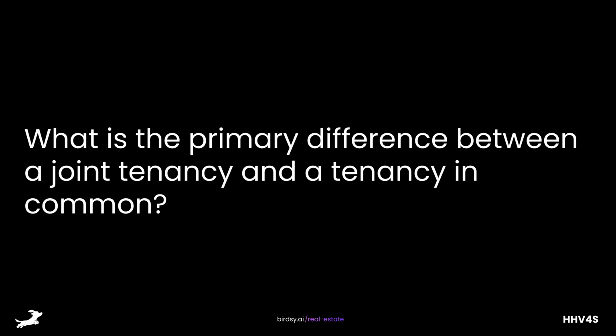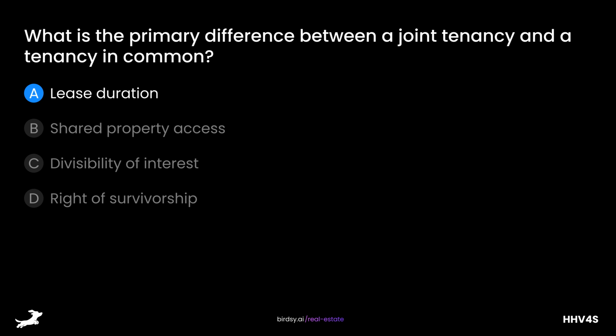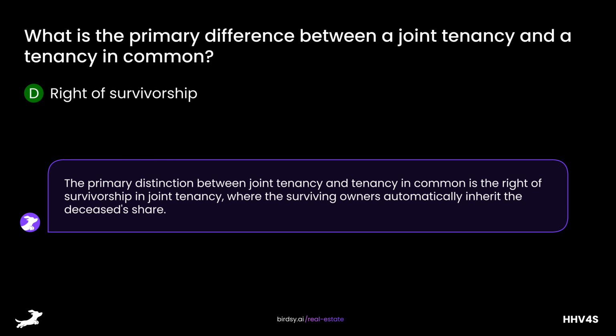What is the primary difference between a joint tenancy and a tenancy in common? Is it A, lease duration, B, shared property access, C, divisibility of interest, or D, right of survivorship? The answer is D, right of survivorship. The primary distinction between joint tenancy and tenancy in common is the right of survivorship in joint tenancy, where the surviving owners automatically inherit the deceased's share.